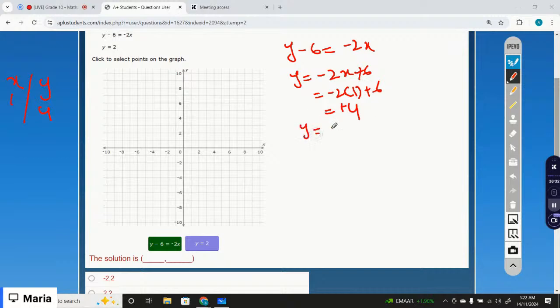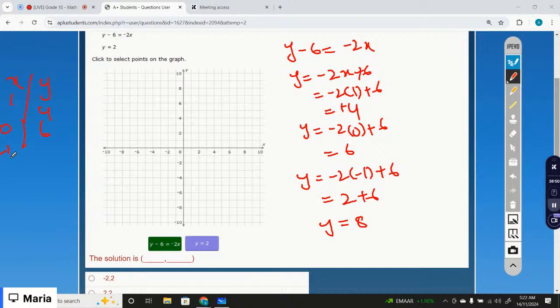Okay, x is 0. Negative 2 times 0 plus 6. That is just 6. When x is 0, y is 6. Okay, x is negative 1, right? That is 2 plus 6, y equals 8. So these are the values from equation number 1. Equation number 2 is y equals 2. Let's put the values on the graph and find the solution.